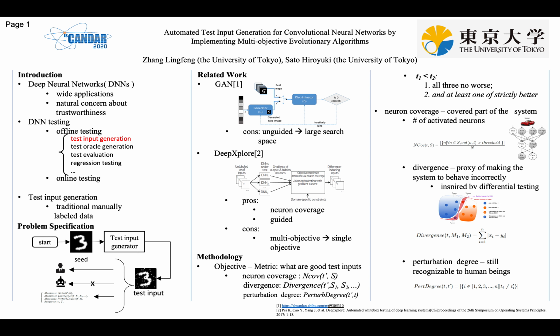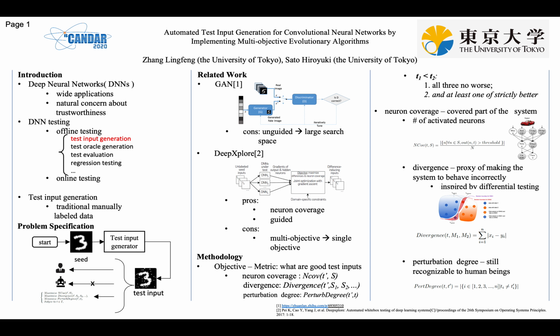In terms of the phases in the workflow of DNN testing, it can be characterized into offline testing and online testing. Offline testing contains test input generation, test oracle generation, test evaluation, and regression testing. In our work, we focus on test input generation.